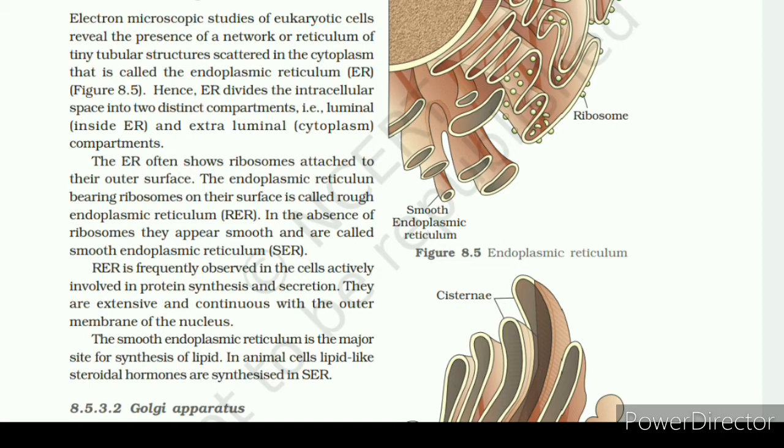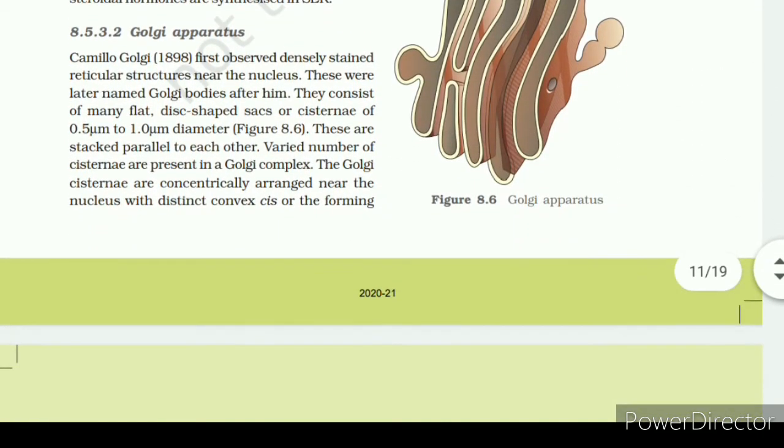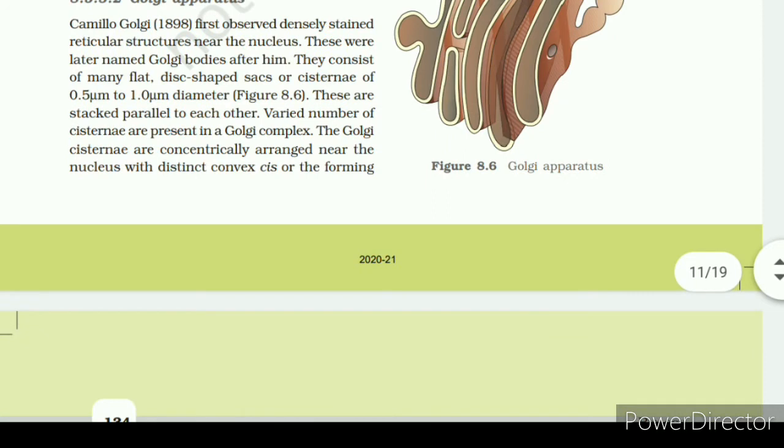8.5.5 Plastids. Plastids are found in all plant cells and in euglenoids. These are easily observed under the microscope as they are large. They bear some specific pigments, thus imparting specific colors to the plants. Based on the type of pigments, plastids can be classified into chloroplast, chromoplast, and leucoplast.